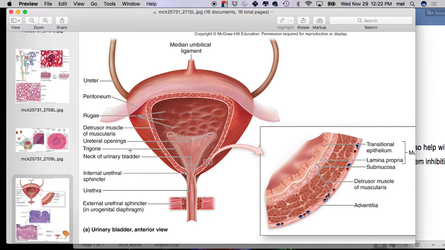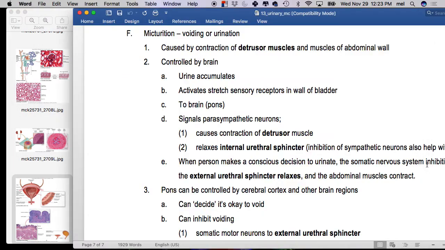And which one are you in control of? Only the external. Now, if you pit those against one another, you will only win if it's a sprint, because remember how long smooth muscle can maintain a contraction compared to skeletal muscle. So we'll talk about that. All right, so let's talk about the whole process of micturition.